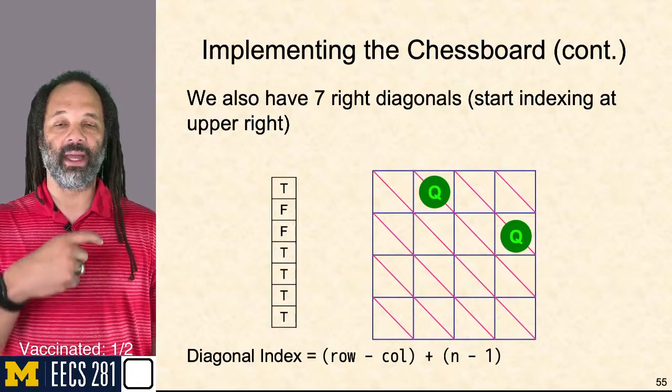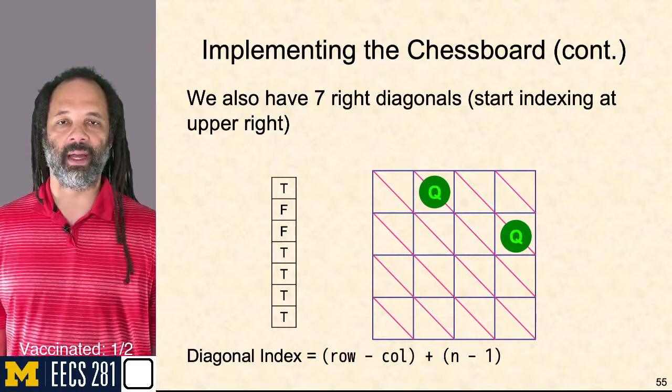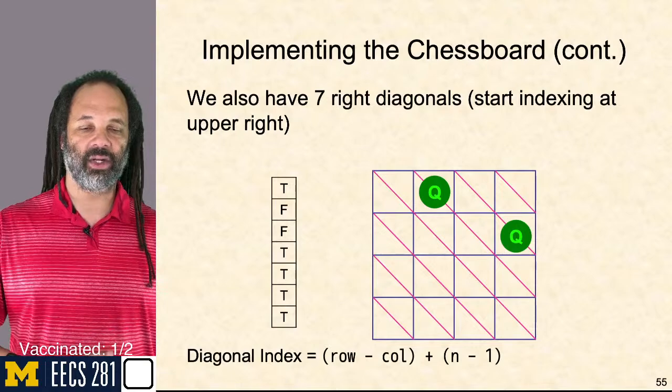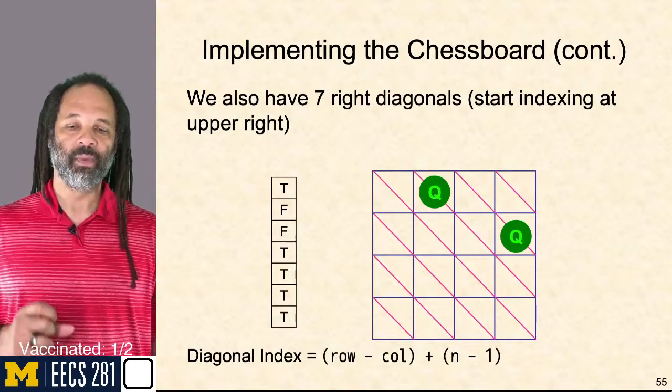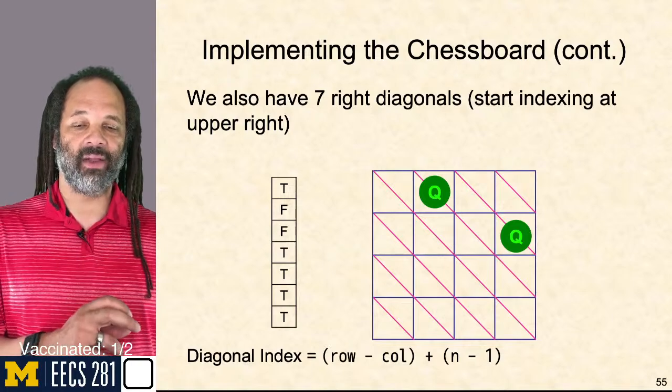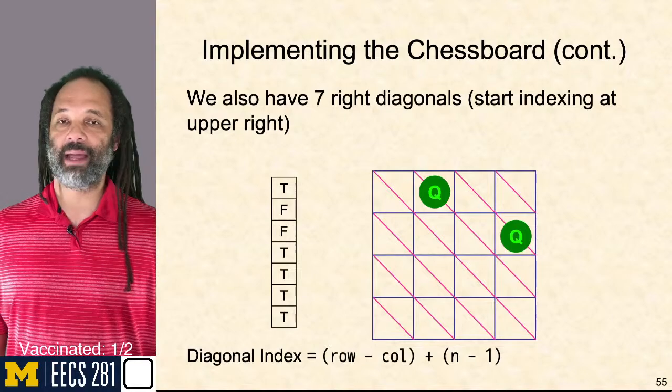I'm going to take row minus column, which of course might give me a negative number depending on my configuration. So if I add an additional n minus 1, that's like modding to get me back around the side of it. So I calculate my diagonal index in constant amount of time and then check to see if that diagonal is available. I can place these queens pretty easily.